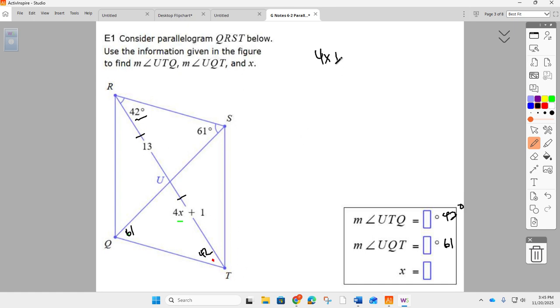So 4x plus 1 equals 13. Subtract 1 from both sides, and 4x equals 12. Divide both sides by 4, and x equals 3.